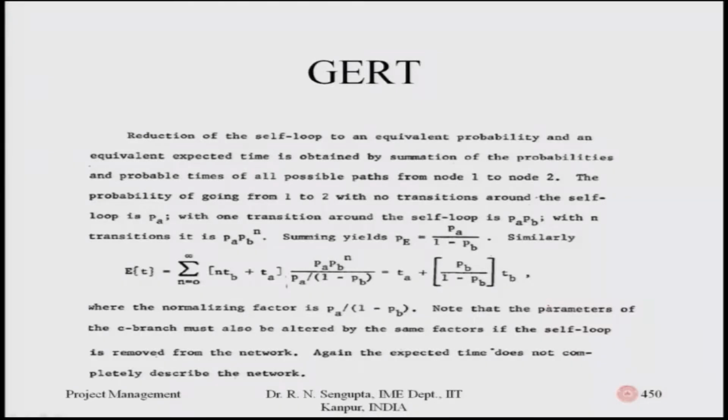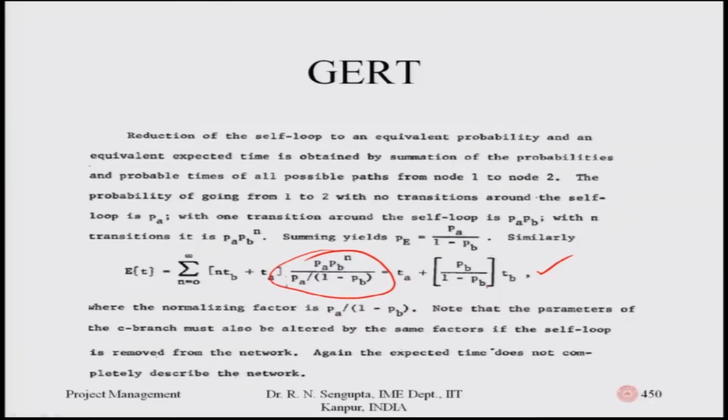Similarly, the expected value can be found using the simple summation. So, what we are doing is trying to find the equivalent summation for the number of such iterations from n equal to 0 to n equal to infinity, and you can find the probabilities and the values which were given in the last diagram or last table. So, we summed from 0 to infinity and found the equivalent probability and the equivalent time.